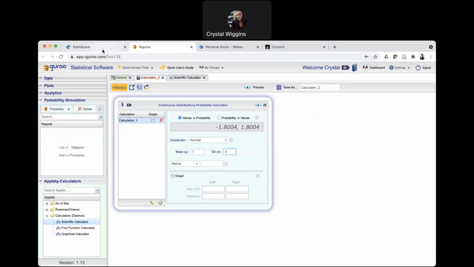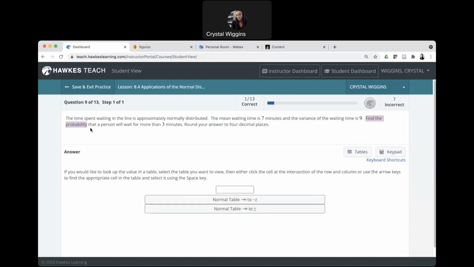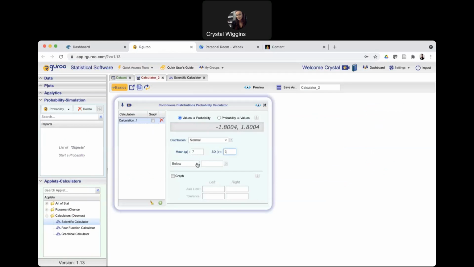Okay, let's continue reading. It wants us to find the probability that a person will wait more than 3 minutes. So again, if you need help with translating the English into inequalities, that inequality chart is posted in Blackboard. More than is to the right of the curve of 3 minutes. So we are going to be selecting above 3 minutes, and we hit our eyeball to get our answer that is 0.9088 if we were rounding to 4 decimal places.